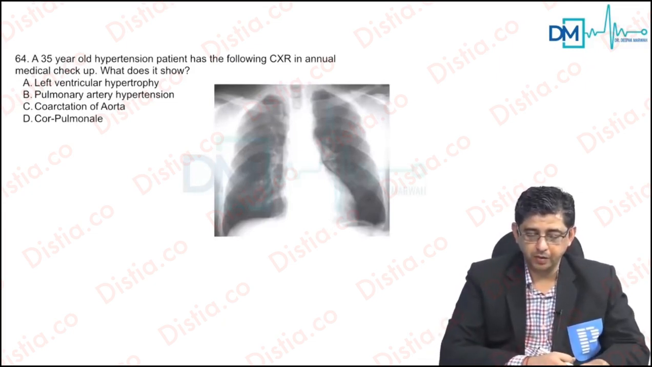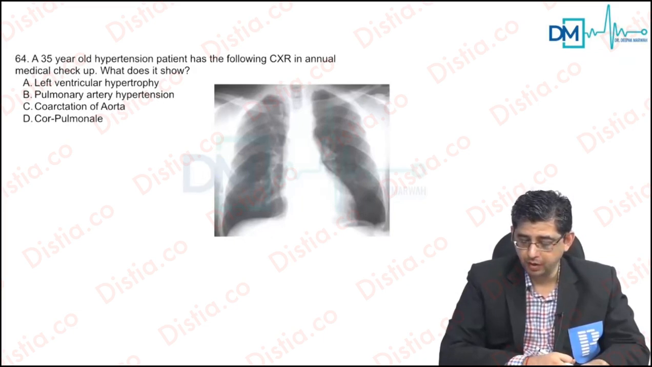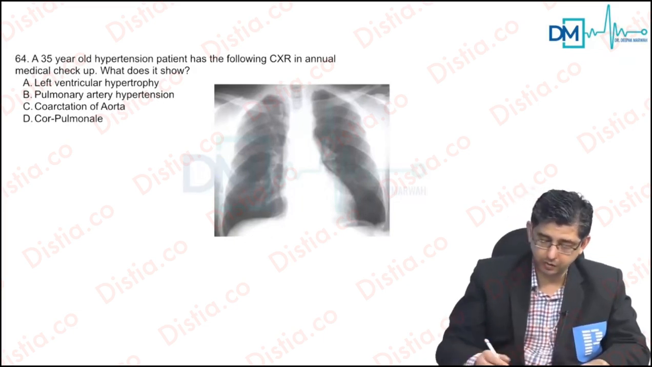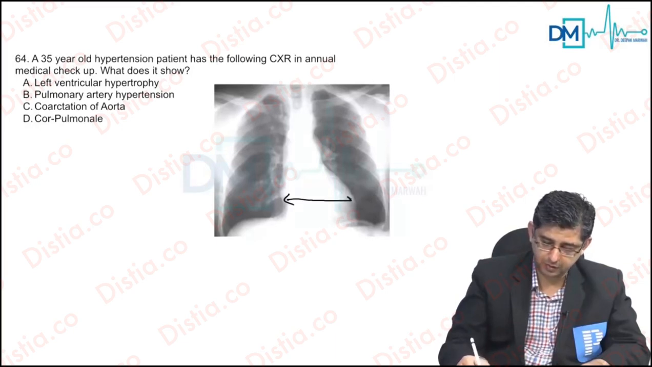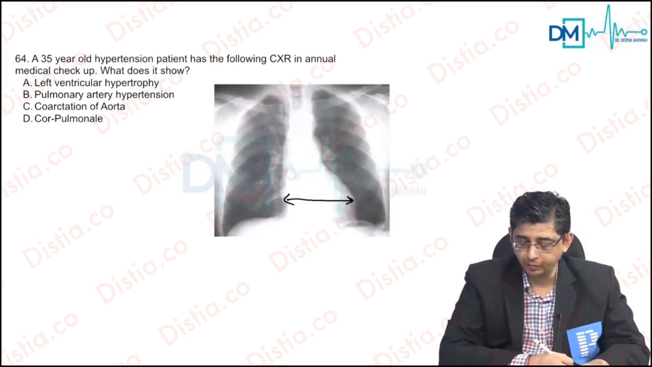A 35-year-old hypertension patient has the following chest X-ray in an annual medical checkup. What does it show? One, left ventricular hypertrophy. In left ventricular hypertrophy, the cardiothoracic ratio of the patient should be significantly increased. In this case, the cardiothoracic ratio looks pretty decent and normal. So I would not like to keep that as an answer at the moment.